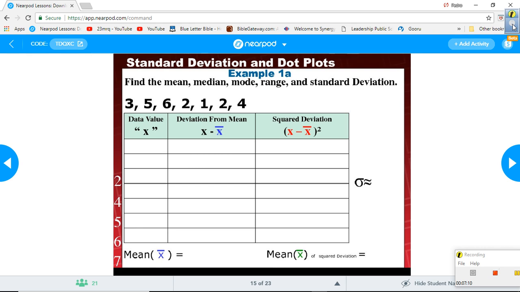And for this one, we're not going to find mean, median, mode, and range since we already know how to do that. What I want us to get to first is standard deviation. So that's why I asked you to copy the data and the table, and then we'll get started. I'll give you about a minute so you can copy that. Go.